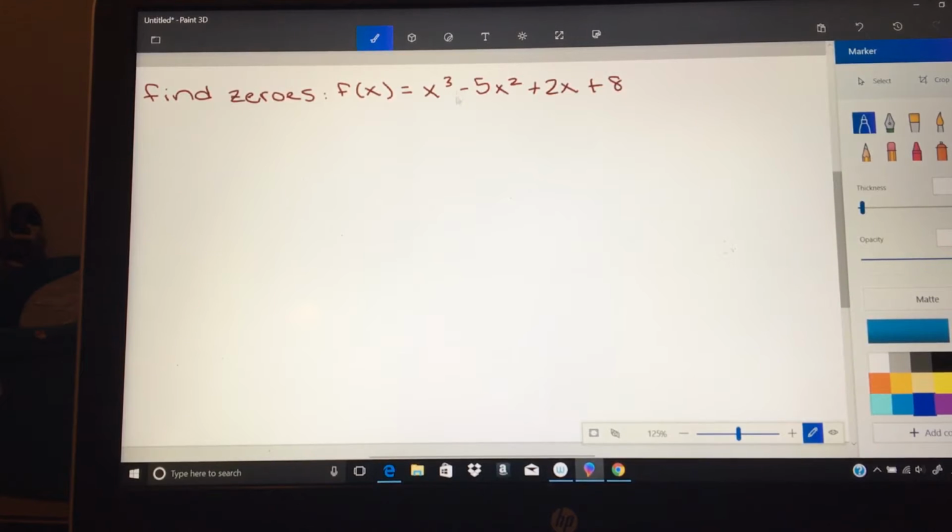And just looking at it, if I factored by grouping, that would become an x minus 5, and I could take a 2 out of there and get x plus 4. So it doesn't look like grouping is going to work. So I need to find the zeros. To find my first zero, I'm actually going to graph this.